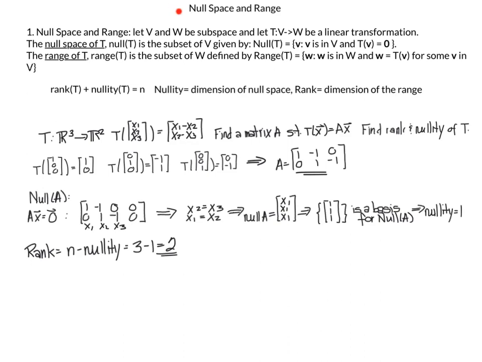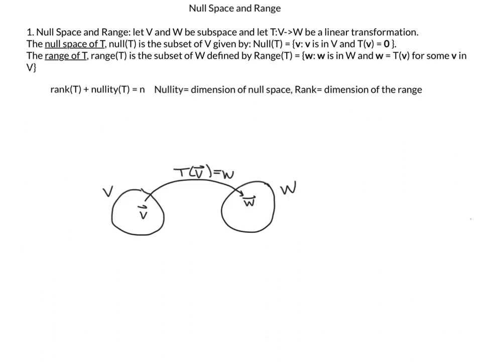In this video, I am going to give you a very brief introduction to null space and range. Let's say we have V and W. These are two subspaces. Basically, they're two vector spaces. And T is a linear transformation that goes from vector space V to a vector space W. So in other words, T takes vectors, like this little v, in vector space V, and then transforms or maps it to a vector w in vector space W.